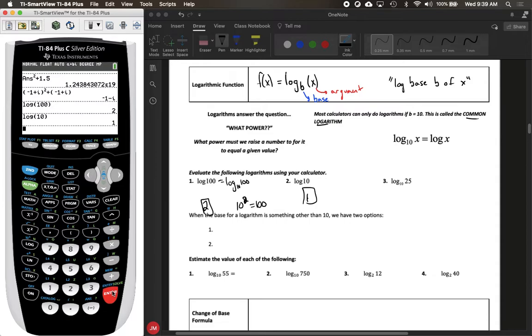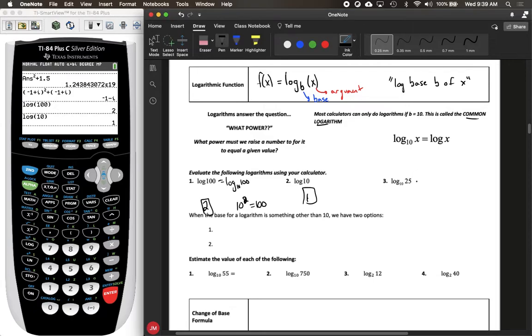Now for this third question, log base 10 of 25, we're not going to really probably know what that is just in our head. 10 to what power is 25? Well, it's not going to be a whole number. It's going to be some kind of a decimal. And so that's where the calculator is going to become pretty useful.